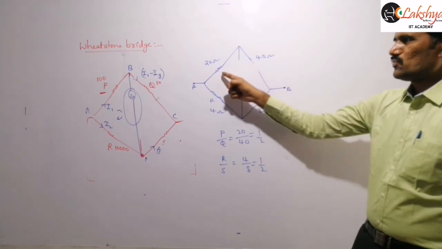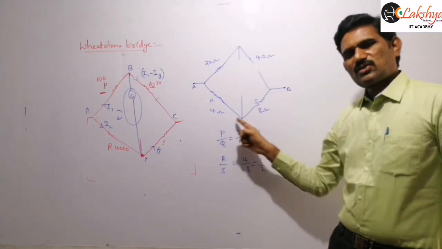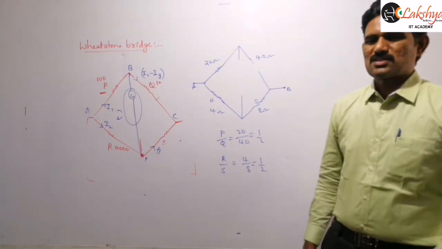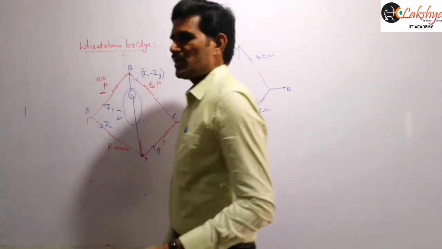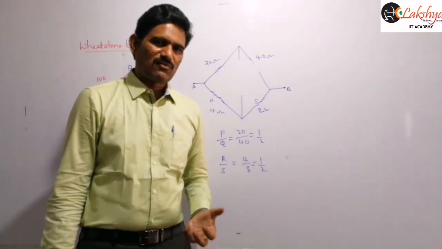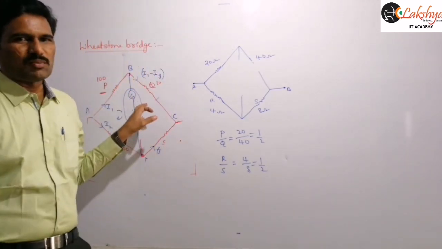Then here these two will be in series, so you will get 60, and these two will be in series, so you will get 12. Then 60 and 12 are in parallel, so you can find the effective resistance easily, right? So that is the advantage of this Wheatstone bridge. Whenever you observe such a balanced Wheatstone bridge in a given problem, you can remove the resistance connected in the place of the galvanometer.